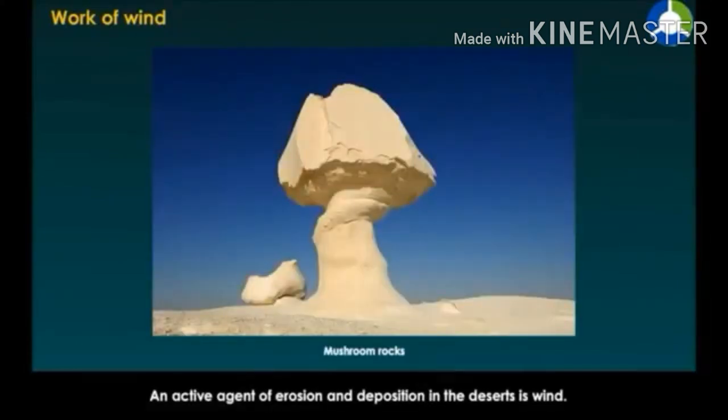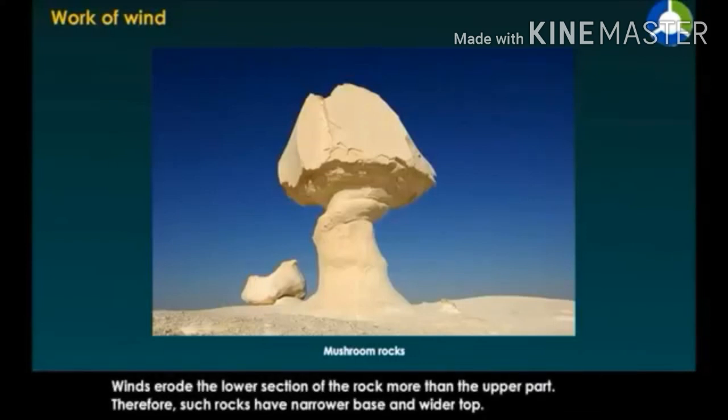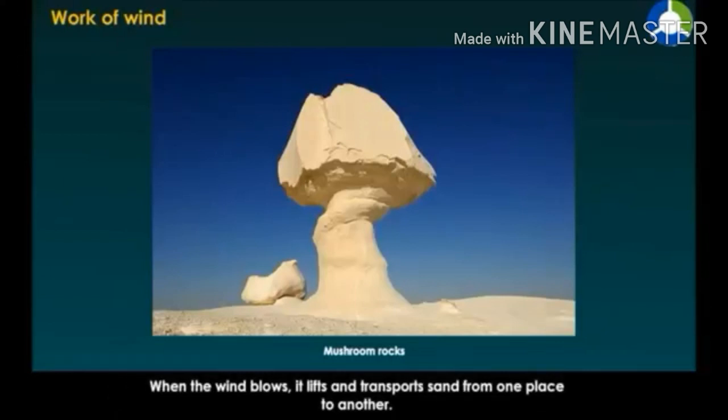Work of wind. An active agent of erosion and deposition in the desert is wind. In deserts, you can see rocks in the shape of a mushroom, commonly called mushroom rocks. Wind erodes the lower sections of the rocks more than the upper part. Therefore, such rocks have a narrower base and wider top.